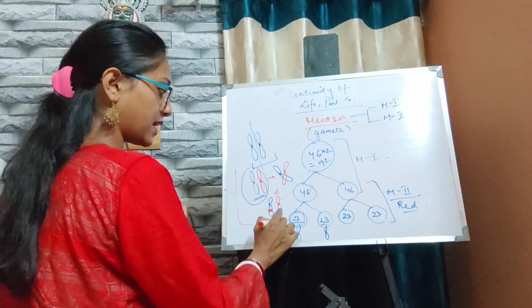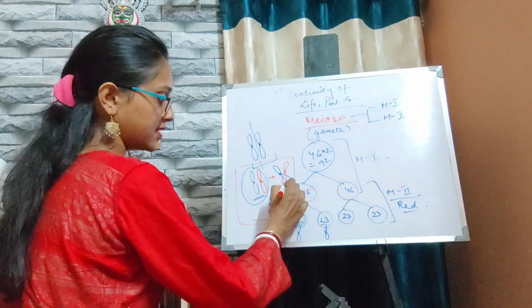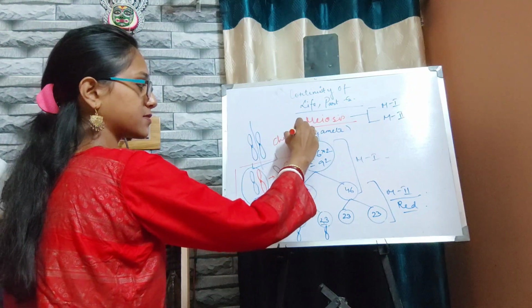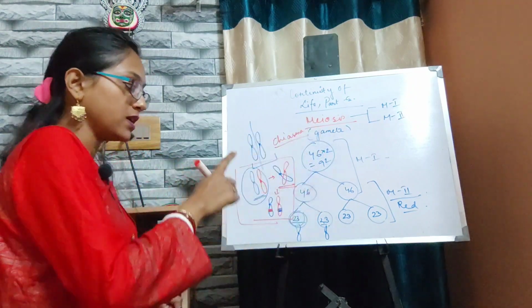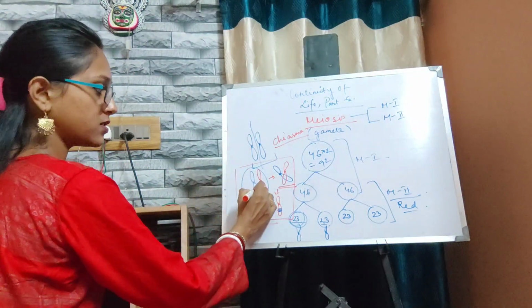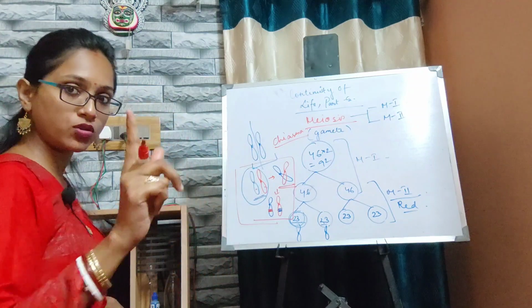This phenomenon is called crossing over, and during this exchange this X-like structure has been formed, which is termed as chiasma. So this crossing over always takes place in the non-sister chromatids. Non-sister chromatids of the homologous pair.